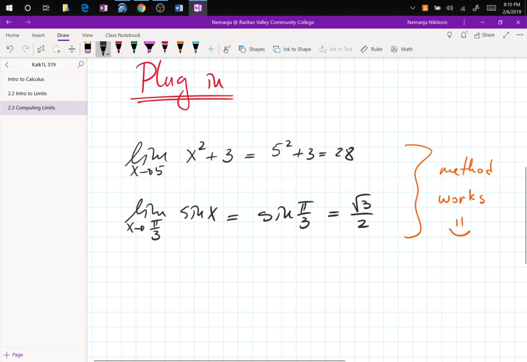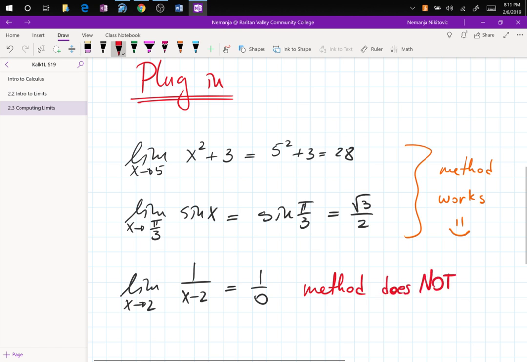But then you run into problems where it doesn't. The limit as x goes to 2 of 1 over x minus 2. What happens as you plug in 2? Yes. This is known as explosion, and we'll see why. So, the plug-in method does not work.